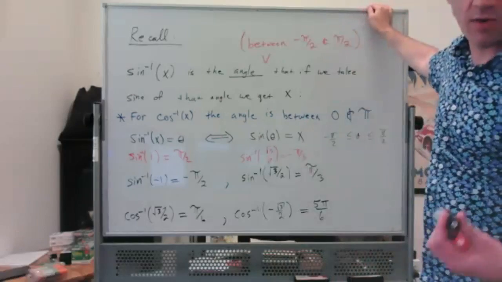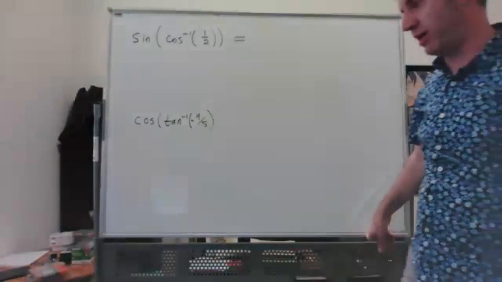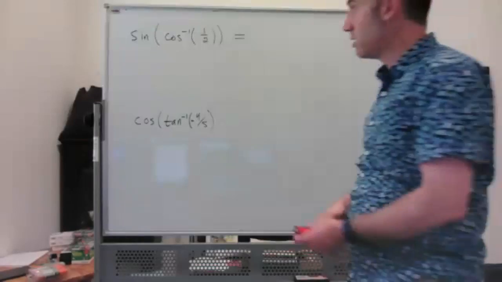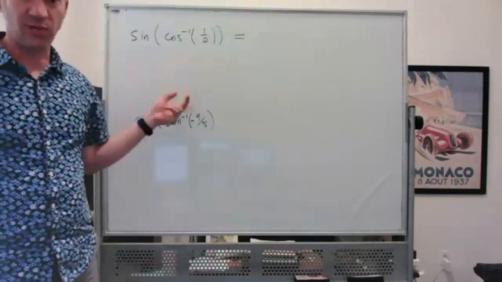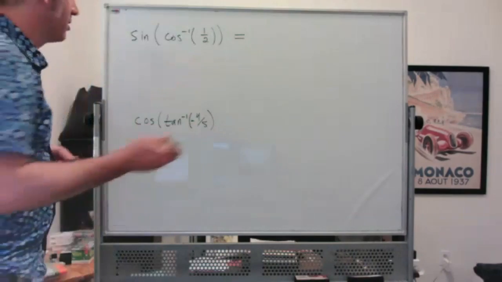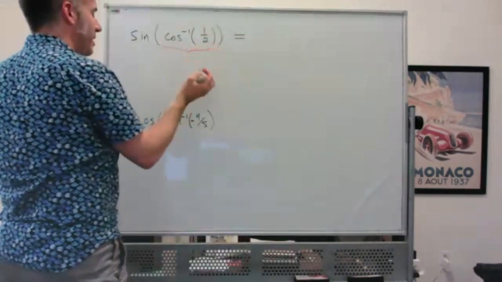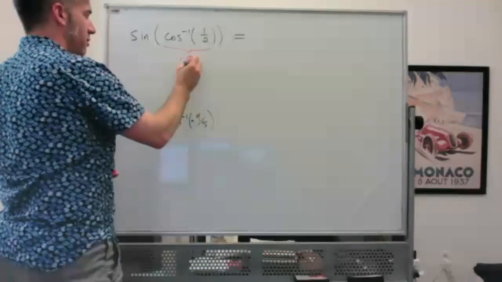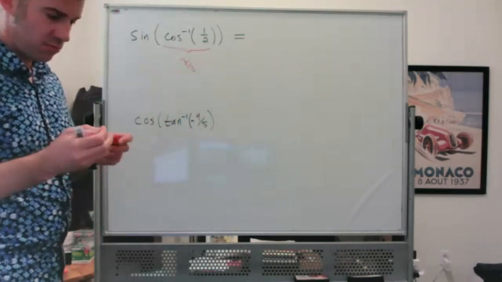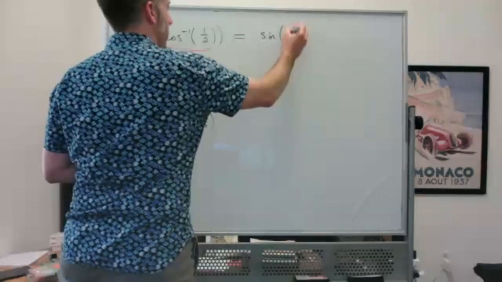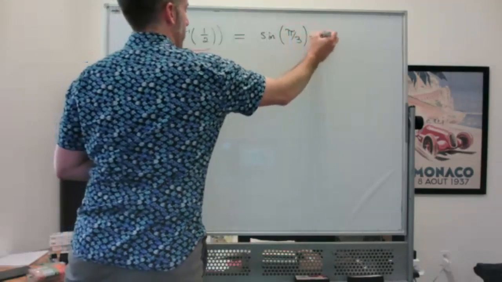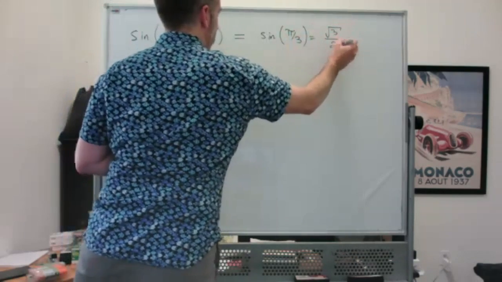Okay, but now we would like to calculate some other things, like sine of the inverse cosine of 1/2. Well, this one's actually not terrible because we know what inverse cosine of 1/2 is. Inverse cosine of 1/2 is pi over 3. So we can just do this one as sine of pi over 3, which is the square root of 3 over 2.